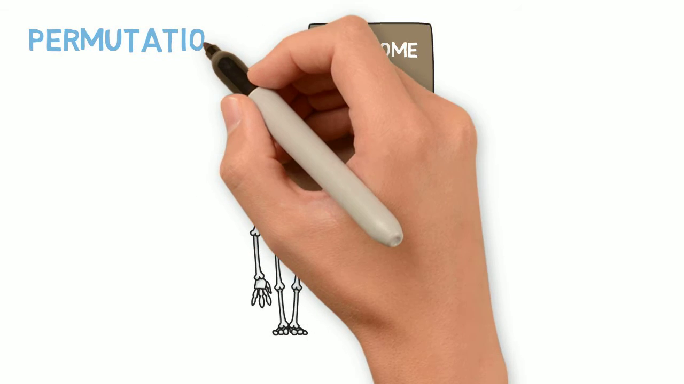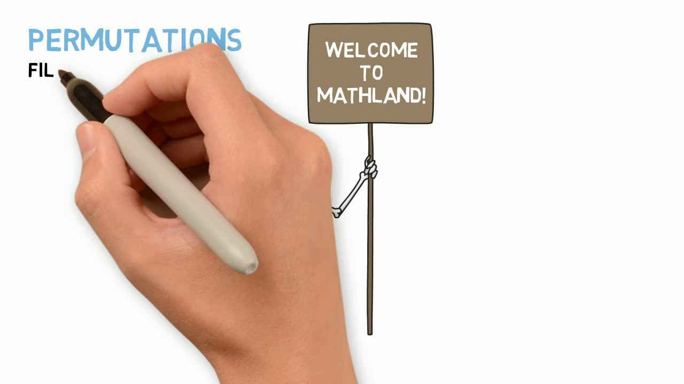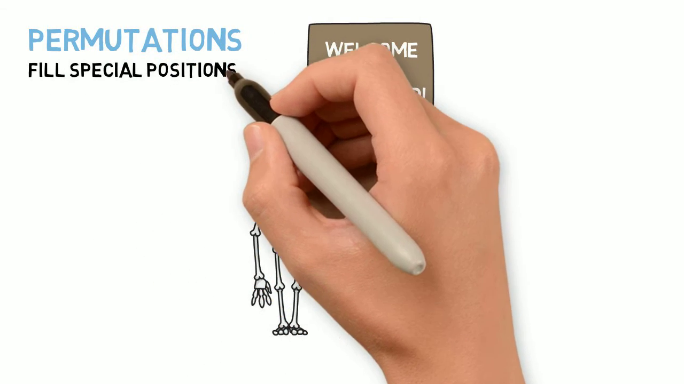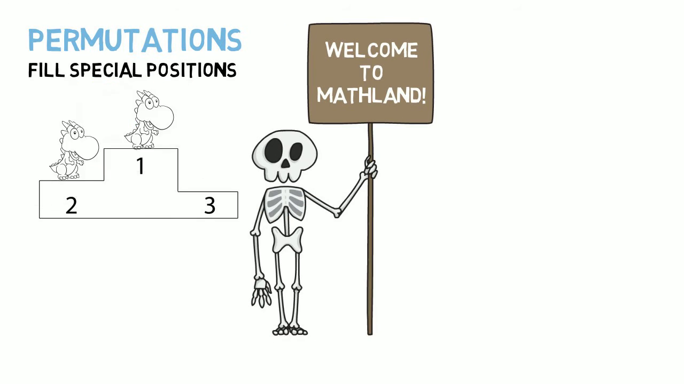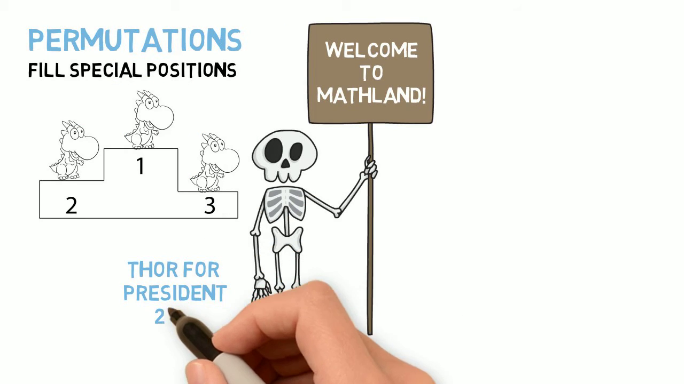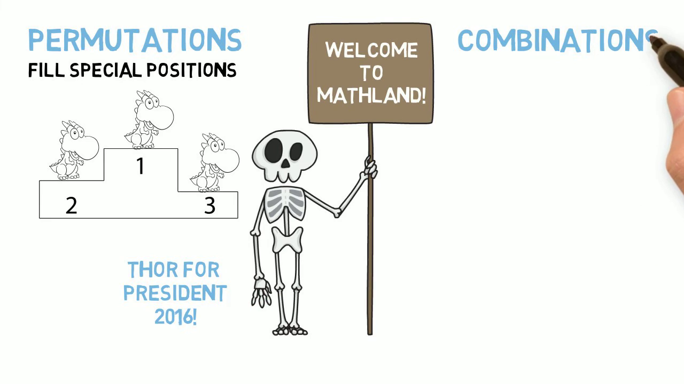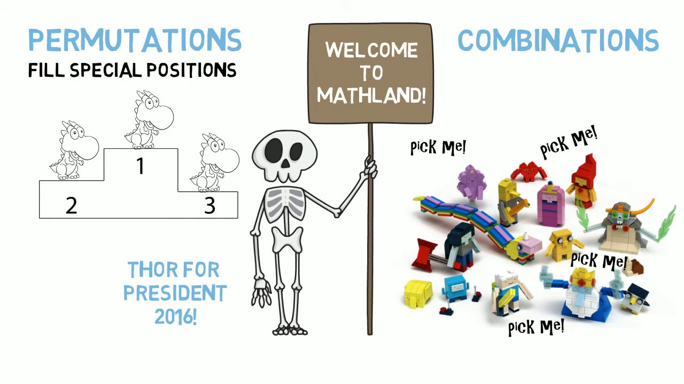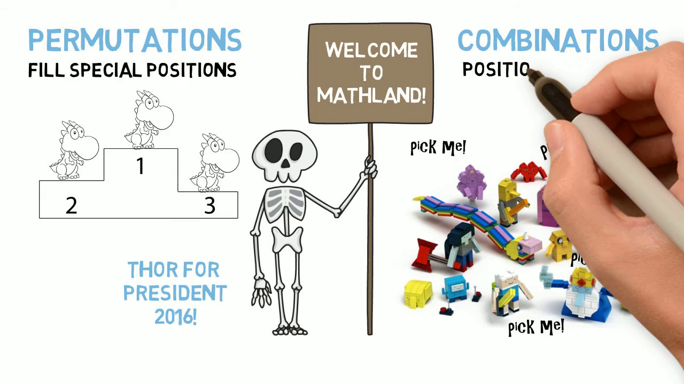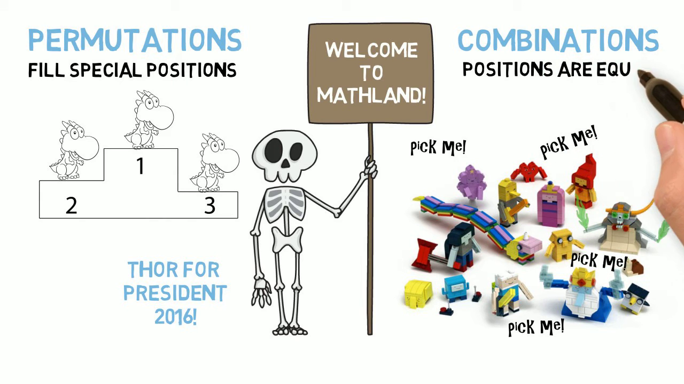Okay, here's what combinations means in math land. Permutations are where you've got a group of things or people or whatever, and you're going to pick some of them to fill special positions. Dinos running a race, or people running for office, or whatever. Combinations are where you've still got a group of things and you're still going to pick a bunch of them, but the positions that you're going to pick them for are not special. They're all going to be equal.